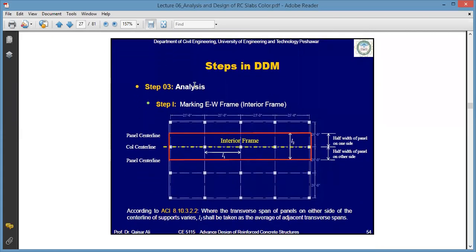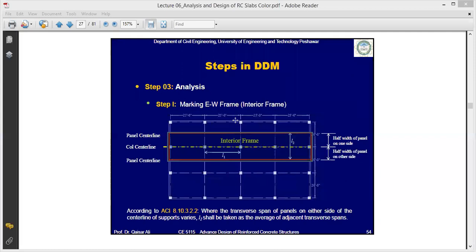The third step is analysis. How to do analysis of these frames, horizontal and vertical frames, once you have marked them. So suppose this is a panel, and which type of panel is this? Interior, sir. Sorry, yes, this is interior, not exterior. Interior, east to west.